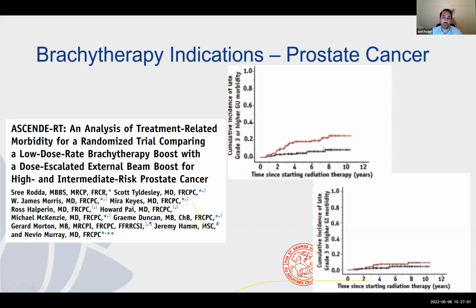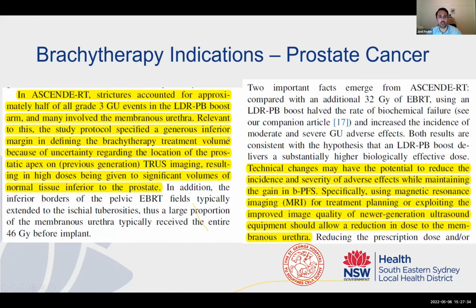So I'm showing two curves here. The first one being the incidence of grade 3 or higher urinary morbidity, and the one underneath was the GI morbidity. So again, brachytherapy in red and the external beam in black, and you can see not much difference in terms of the gastrointestinal morbidity, but a much higher incidence of genitourinary morbidity for those patients who received brachytherapy compared to external beam.